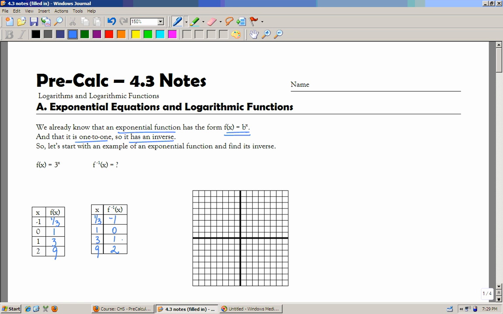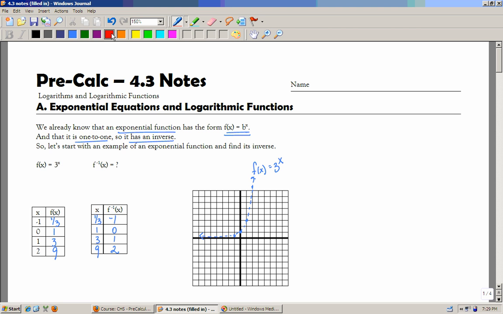So if we plot the original function, we're going to put that in blue. If we have the original points of (-1, 1/3), at 0, it's at 1 where it hits the y-axis, (1, 3), it's 3 to the first, and (2, 9), 9 is 3 squared. When you graph this, this is going to be the function where it equals 3^x.